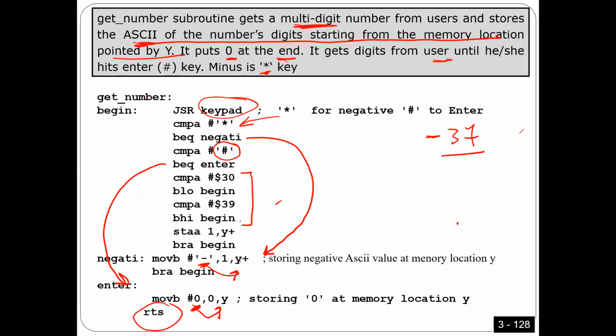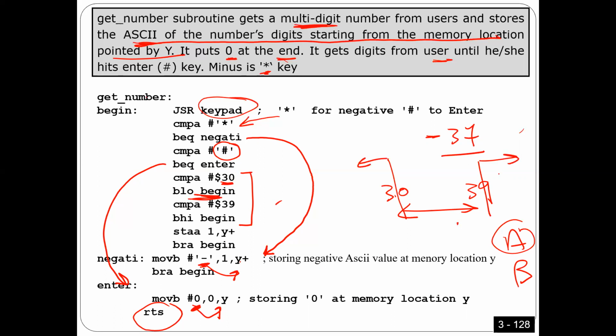I'm gonna check if it is a correct number or not. So I'm gonna compare with 30. I have to make sure the number is correct, so it has to be something between 30 and 39, right? Because maybe you hit A, maybe you hit B, something which is not a number. So if the ASCII you entered is less than 30, that means it's wrong. If it is more than 39, it means it's wrong. That's what I'm doing here. If it is below 30, I'm not gonna store it in the array. I'm gonna come back to take another number, because this number is not valid.